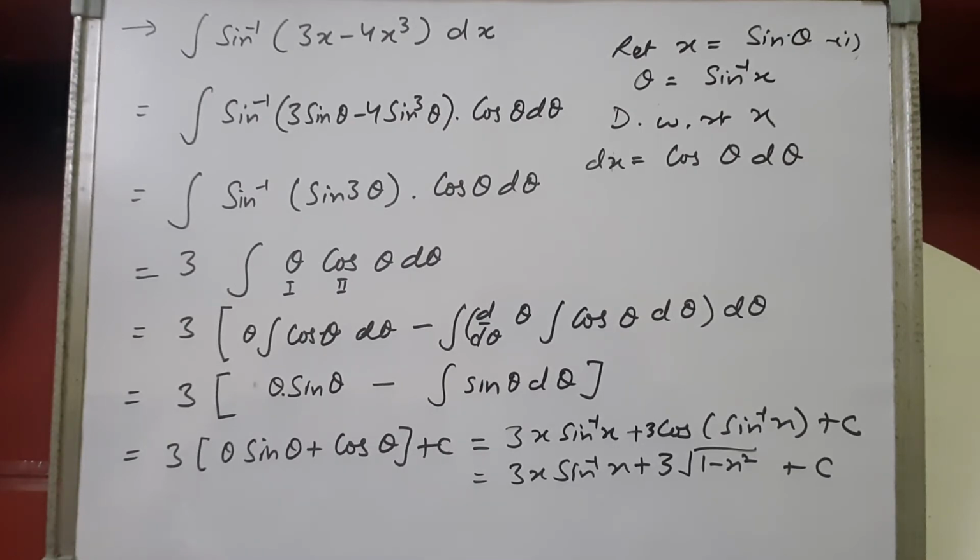Alright children. So if we substitute the value of theta here, it will be 3x sine inverse x plus 3 cos of sine inverse x plus c. So sine inverse x can be written as cos inverse of under root 1 minus x square. So cos of cos inverse will be the value itself. So the result will be 3x sine inverse x plus 3 under root 1 minus x square plus c.